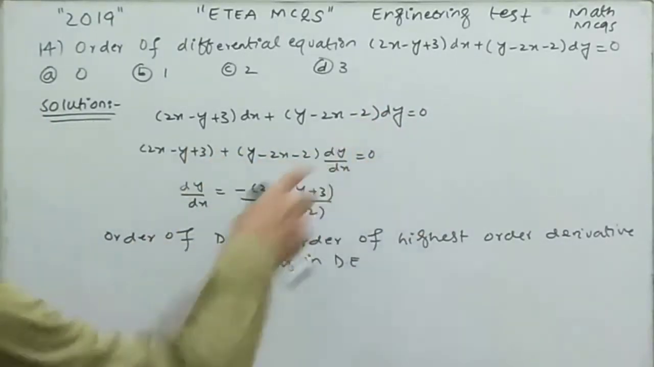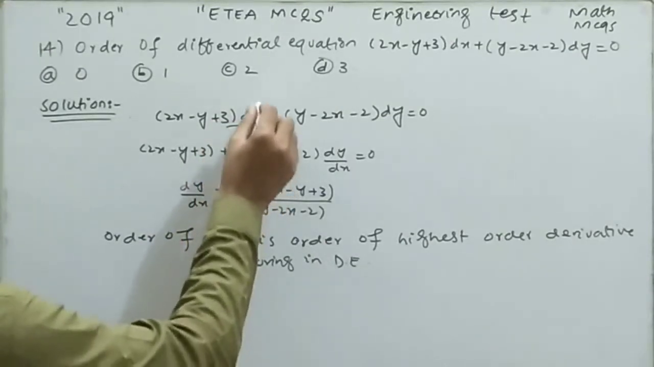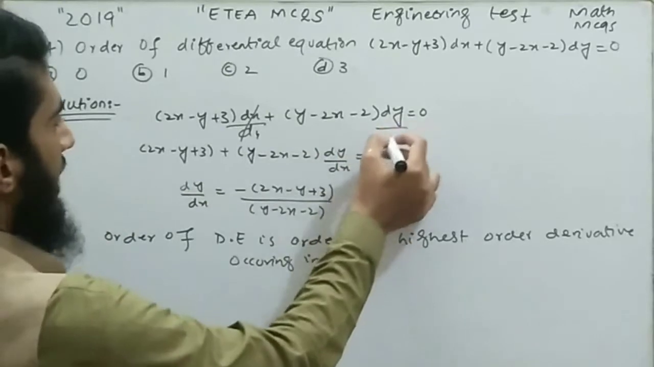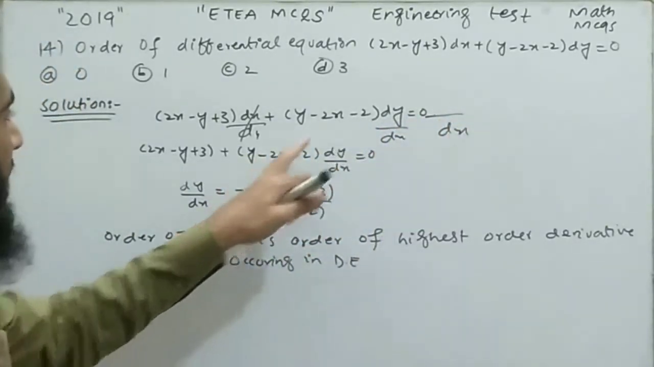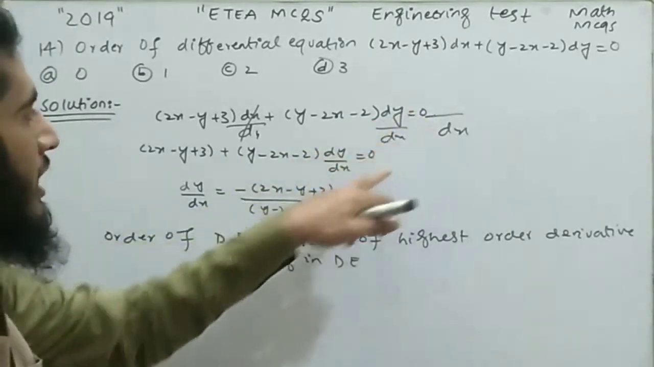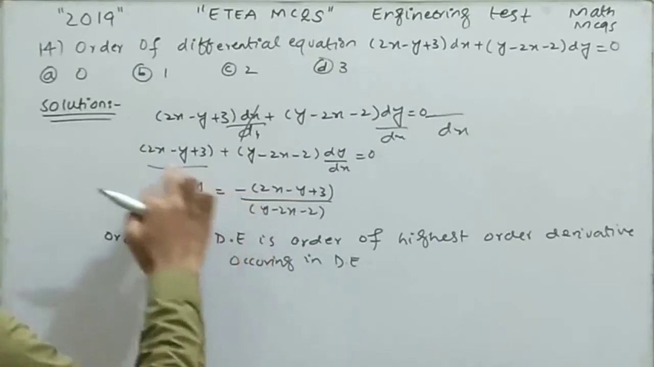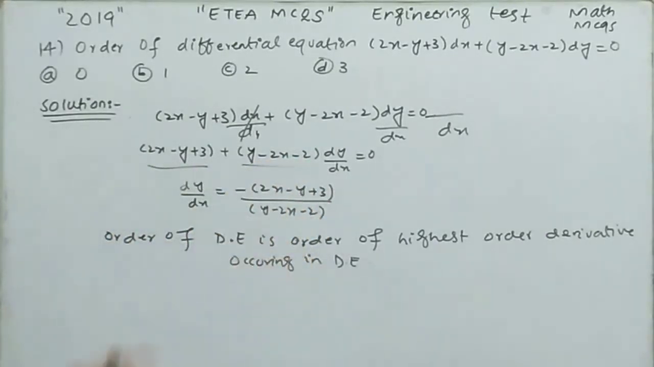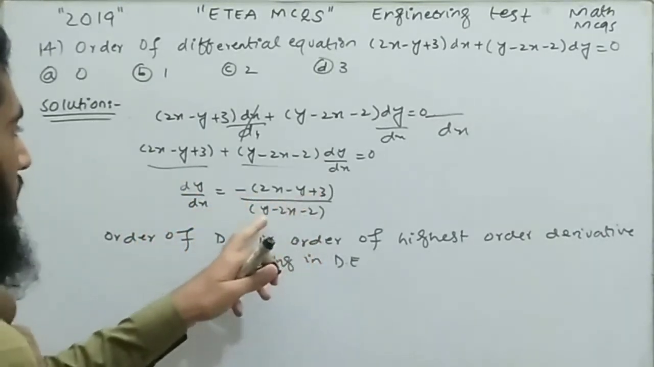Now divide this whole differential equation by dx. So over here by dividing with dx, they will cancel out with each other. We are left with 2x minus y plus 3. And over here divide with dx and also divide on the right hand side with dx. So over here we are left with (y minus 2x minus 2) dy by dx, and over here we are left with 0. Now after this, shift this side to the right hand side, it becomes negative times (2x minus y plus 3) and divide by (y minus 2x minus 2). So the differential equation dy by dx is equal to minus (2x minus y plus 3) over (y minus 2x minus 2).